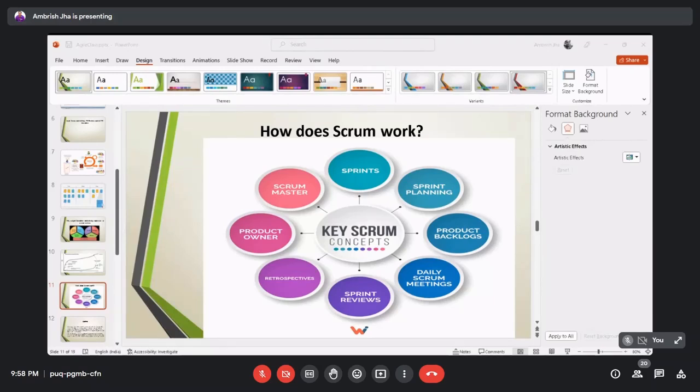So this is the usual way of working in a sprint or Agile methodology, where we have the product backlog, sprint planning meeting, sprint backlog, then retrospection, review, and daily stand-up meeting. This way everyone is engaged every day.